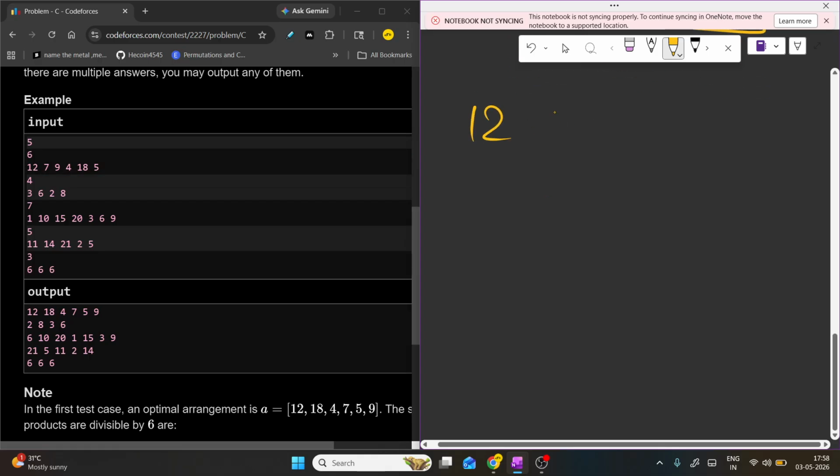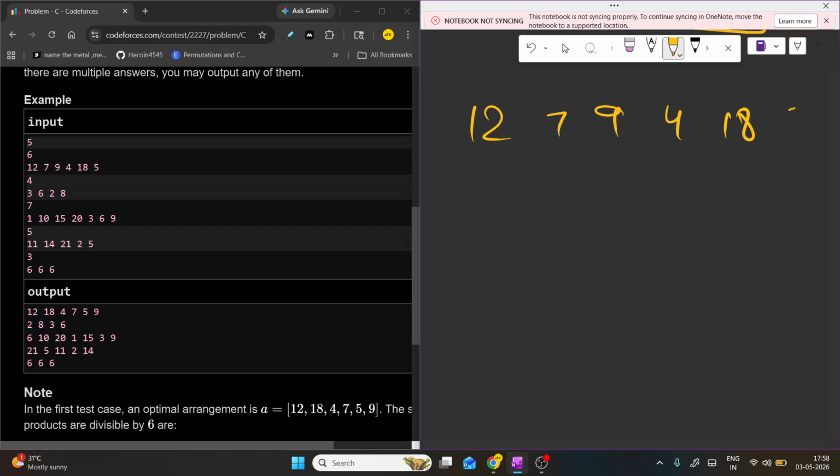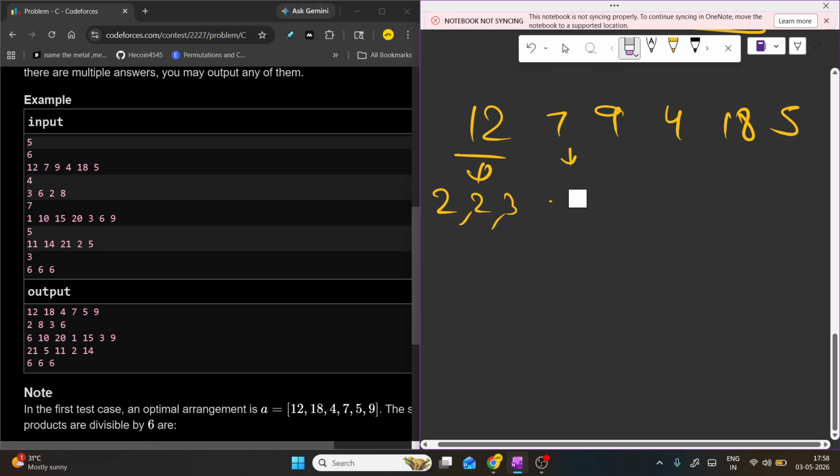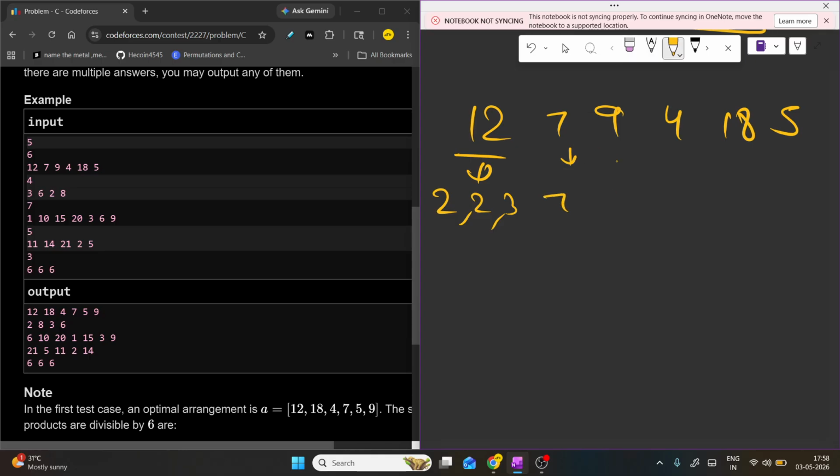So let us again write the example: 12, 7, 9, 4, 18, and 5. Now, we know that the prime factors of 12 would be 2, 2, 3. The prime factors of 7 would be only 7. The prime factors of 9 would be 3, 3. The prime factors of 4 would be 2, 2. The prime factors of 18 would be 3, 3, 2. The prime factors of 5 would be 5.